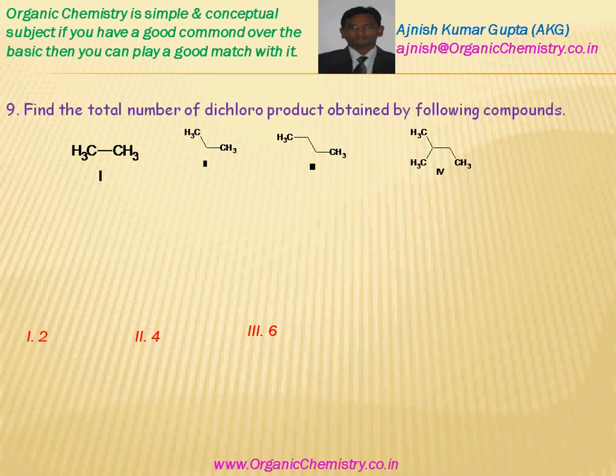For 2-methylbutane, the answer is 10, because if you say 1, 2, 3 and 4, and for the sake of simplicity the methyl carbon is 1 dash, the answer will be 1,1, 1,2, 1,3, 1,4 and 1,1 dash, along with 2,3 and 2,4, with 3,3 and 3,4, along with 4,4. So the total answer is 10.